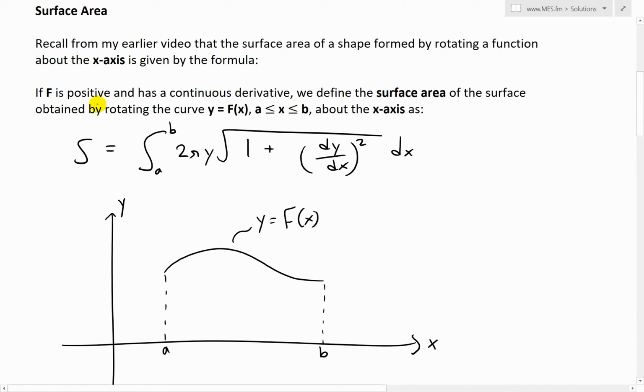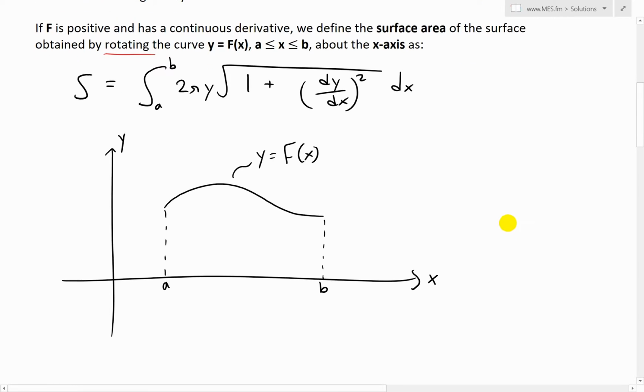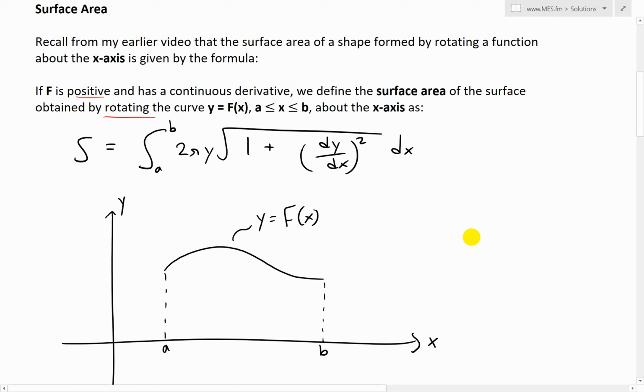If f is positive and has a continuous derivative, we define the surface area of the surface obtained by rotating the curve y equals F of x. I'm using capital F of x because I'll use lowercase later in parametric form. And where x is between a and b, about the x-axis. So if we rotate around the x-axis, we have a shape like this, where y equals F of x is positive. And this is the formula: S is equal to the integral from a to b of 2 pi y times the square root of 1 plus (dy over dx) squared, dx. This is the formula I derived in my earlier video, so make sure to watch that.